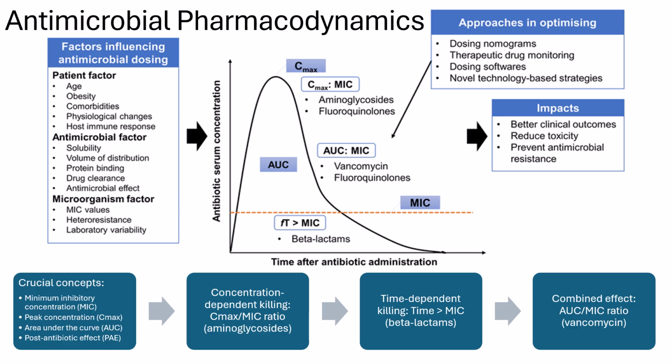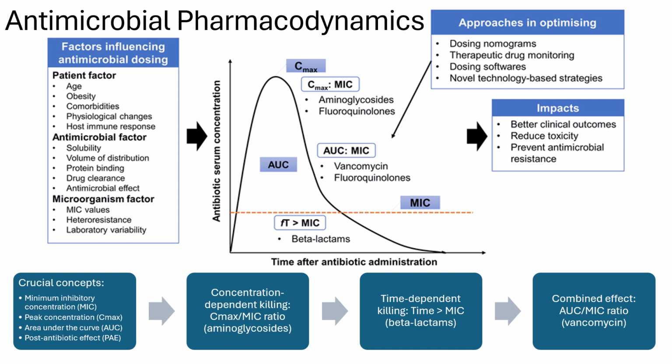Antimicrobial pharmacodynamics involves several crucial concepts. The minimum inhibitory concentration is the lowest concentration that prevents visible bacterial growth. Peak concentration is the highest drug level achieved. Area under the curve measures total drug exposure over time. Post-antibiotic effect is continued bacterial suppression after the drug is removed.